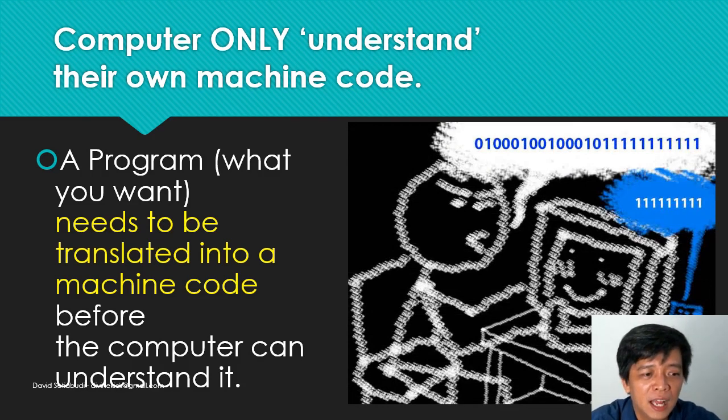So you see, after it's translated into 0110001101100011, the computer says 1111. Okay, they understand each other. So the computer needs to understand. The only thing that the computer understands is machine code.